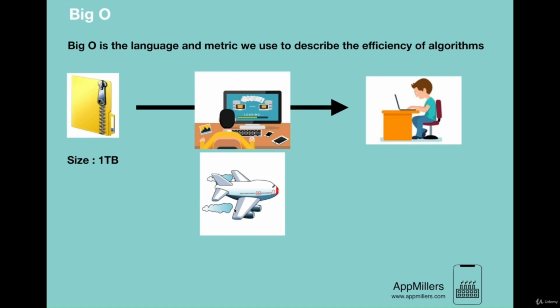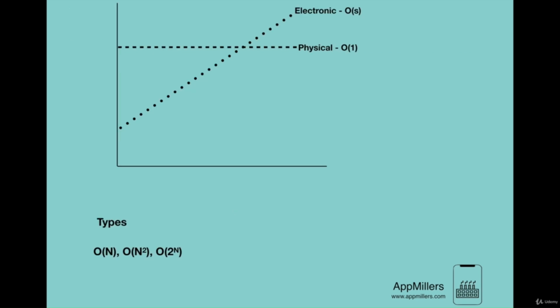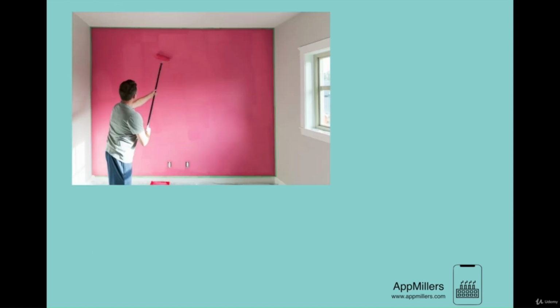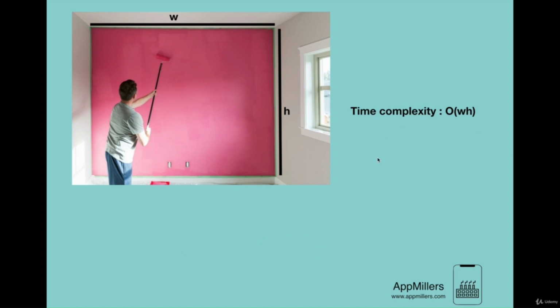So if we come back to our example of transferring a file to a friend, we can easily see that in terms of time complexity, electronic transfer increases linearly with the size of the file, but physical delivery is constant at any size. There are various types of runtimes such as O(n), O(n squared), or O(2 to the power of n). For instance, to paint an area W meters wide and H meters high, the runtime could be described as O(WH).